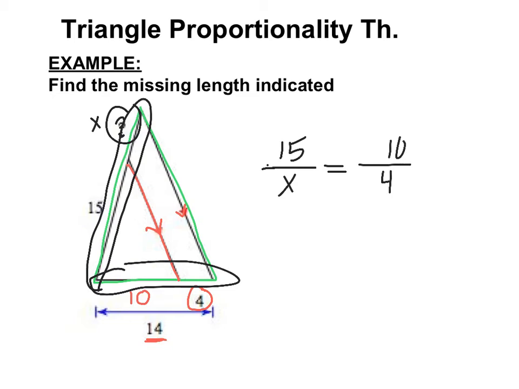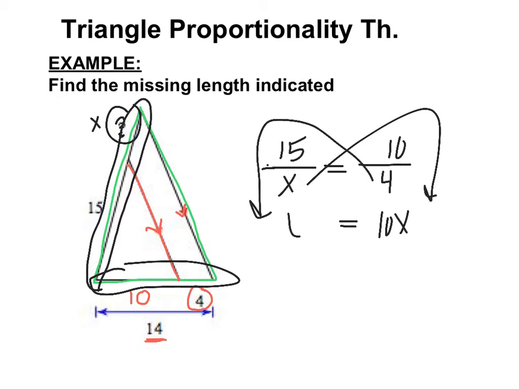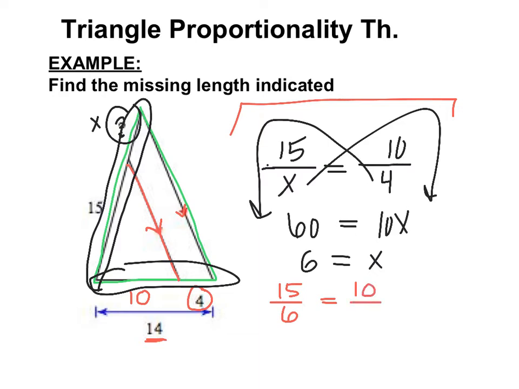And now we can solve proportions using cross multiplication. So using cross multiplication, 10x is equal to 15 times 4, which is 60, and we can solve that x will then be 6. So let's test that out. What this means is that the value of 6 will make this proportion true. So 15 over 6, is that equal to 10 over 4? That's what we're checking. Do those lengths create proportional parts?